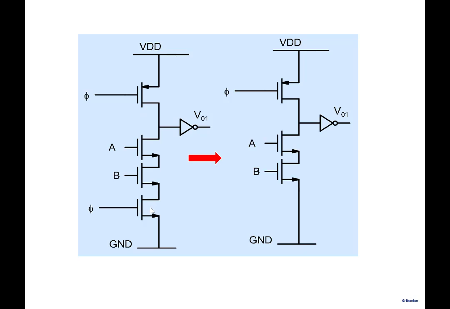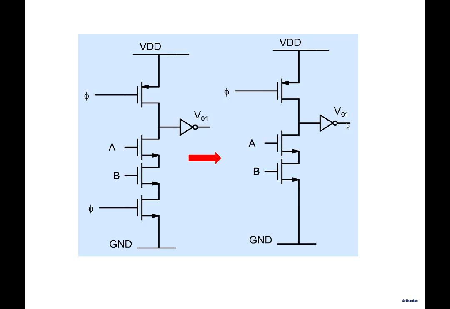If you're anticipating that there can potentially be a problem, in the sense that when phi is 0, this PMOS is on, and what if A and B are also on? Then there is a direct path to the ground. So care is taken that when phi is 0, A and B, remember the normal output, is 0.